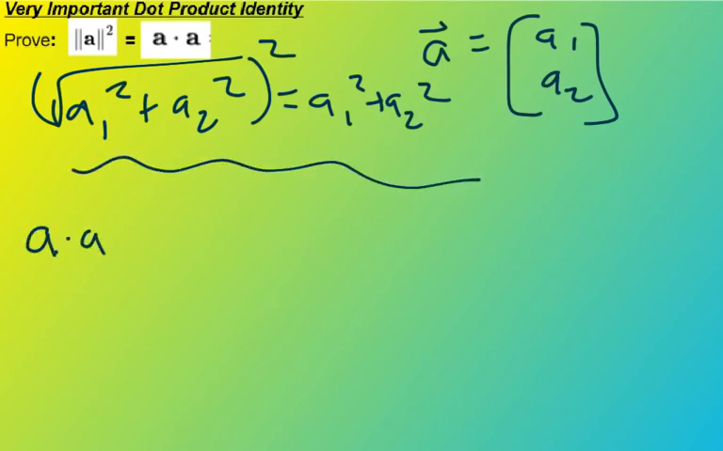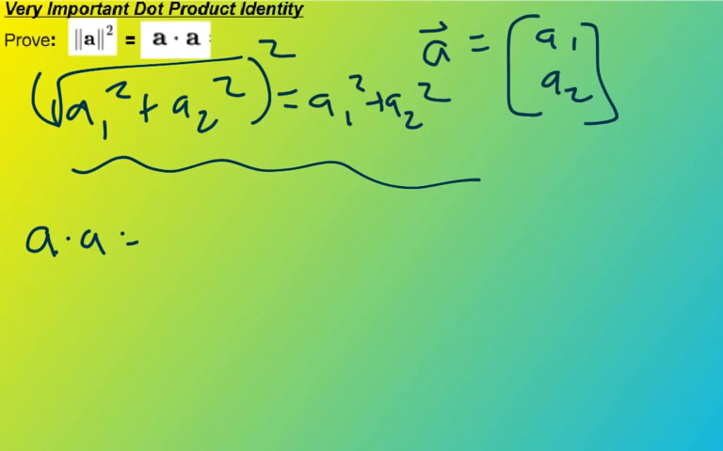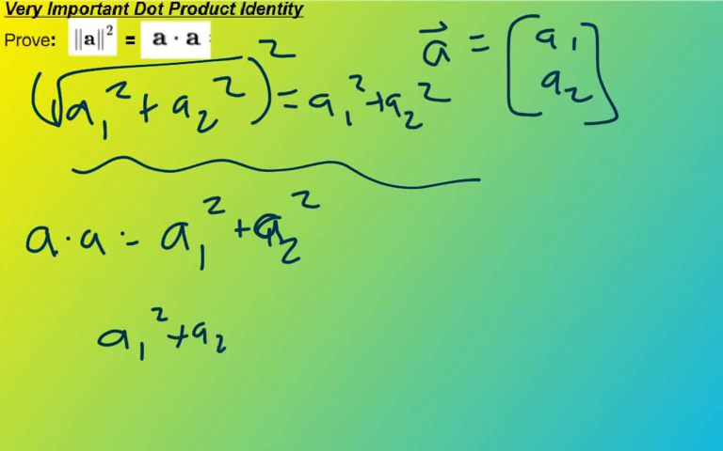And A dot A, if I use this definition back here, we just need to multiply corresponding components. So A1 times A1 would be A1 squared. And then we add it to another corresponding components multiplied together. So we just have A2 times A2, which is A2 squared. And, oh look, A1 squared plus A2 squared is equal to A1 squared plus A2 squared. So, yay.